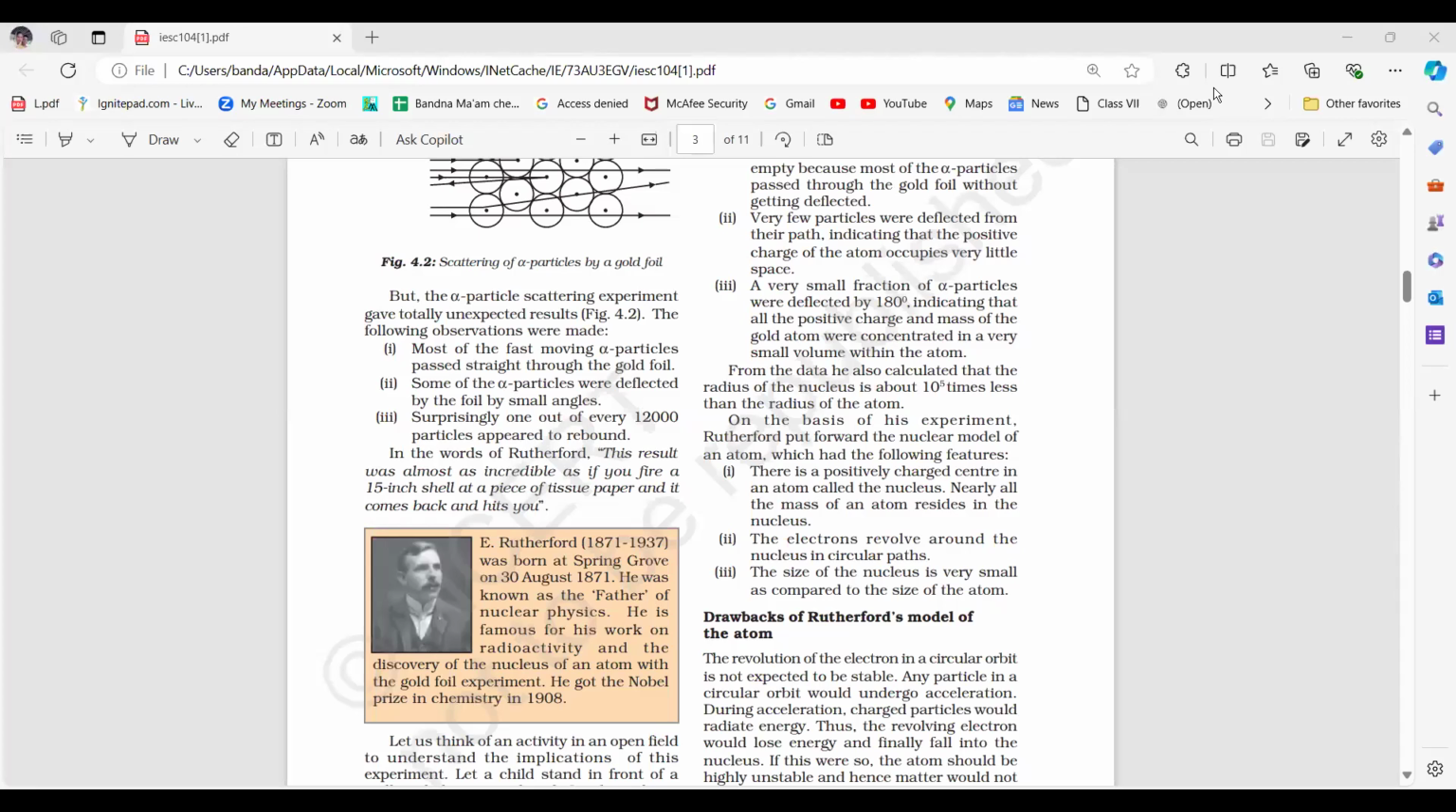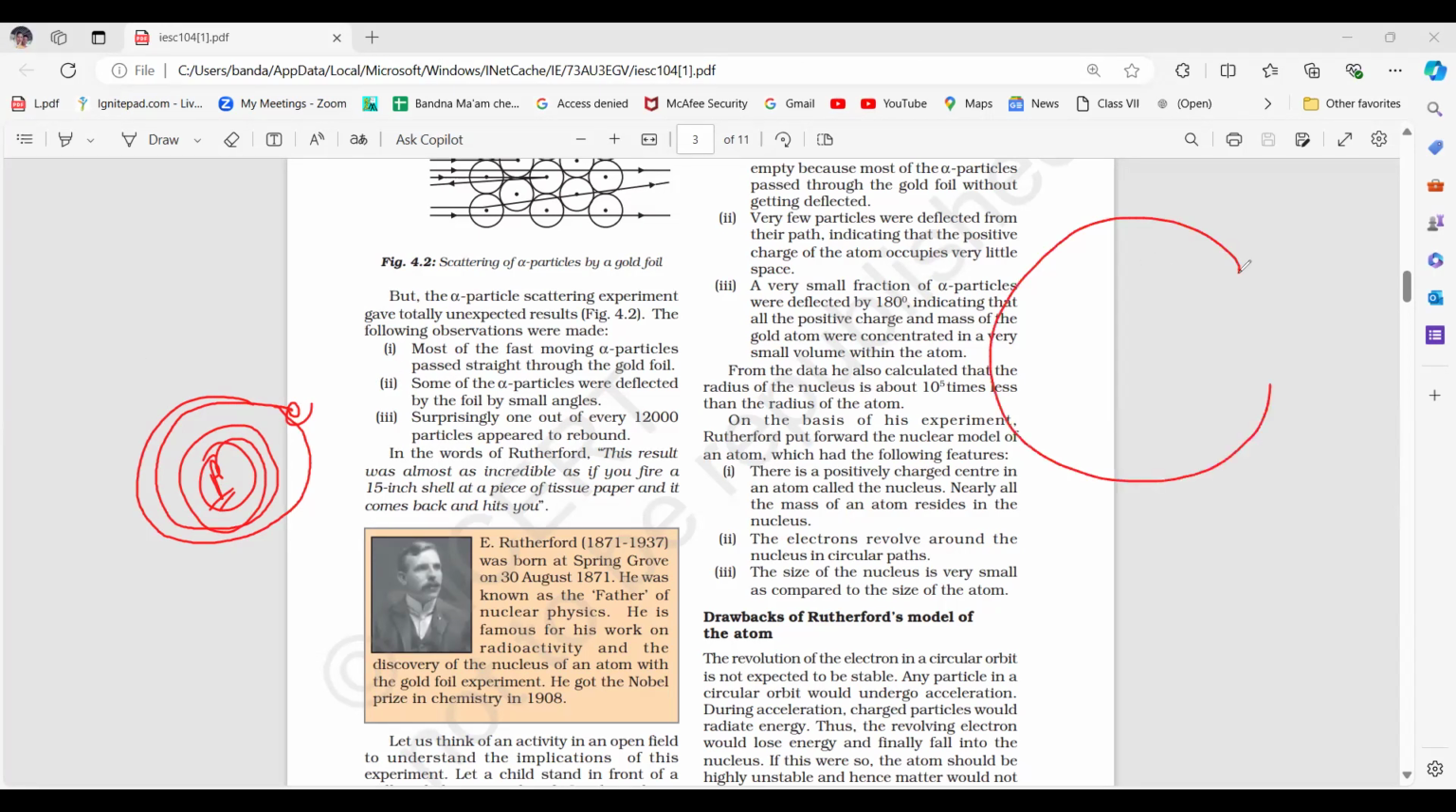Now, after the experiment, Rutherford said that there is a proton at the center. He said electrons are also revolving around the center. That is also true. But he said that after revolving, the electron would penetrate towards the nucleus, because of the acceleration of the electron, it loses its energy and falls into the nucleus. This is not true, because atoms don't produce electrons. Whatever electrons they have, that many they will keep. Are you understanding the point or not?